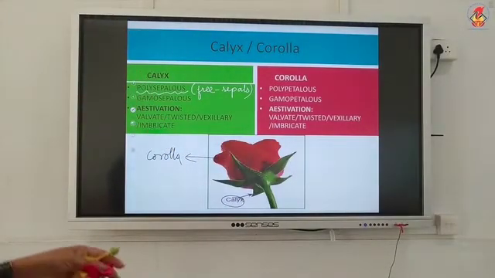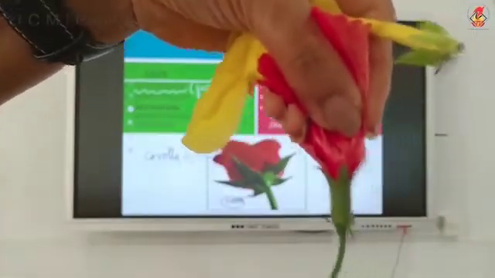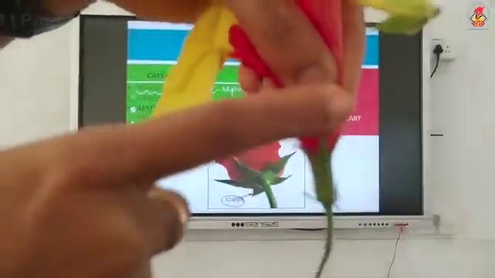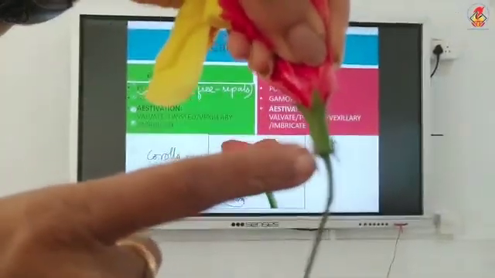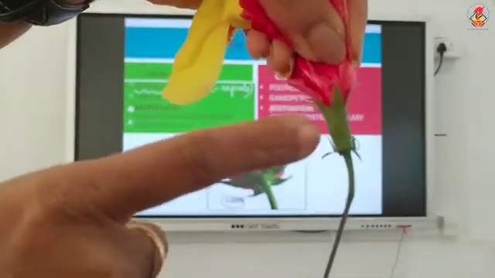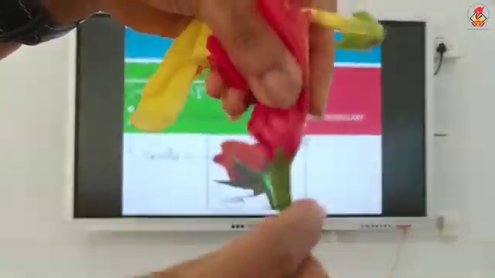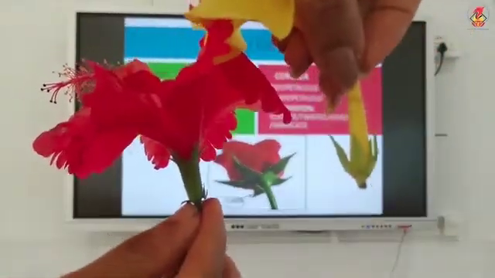Whereas gamosepalous, see, the sepals are fused like a cup. So you understood the difference? Gamosepalous means the sepals are fused, and polysepalous means the sepals are free. So you saw gamo and poly.